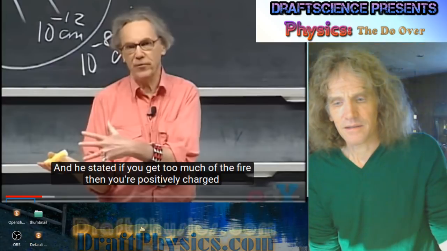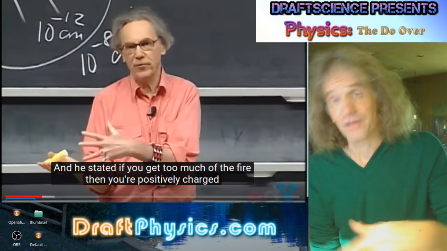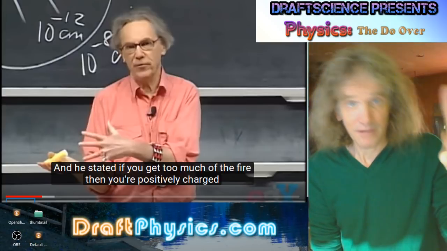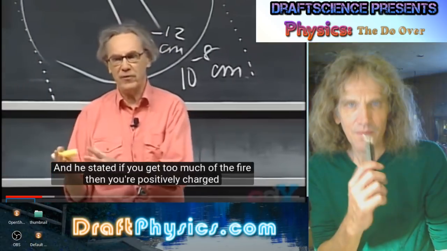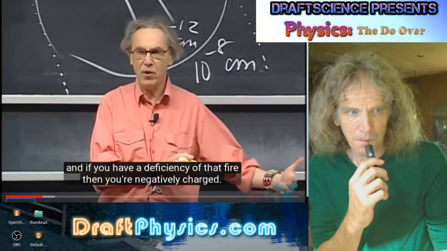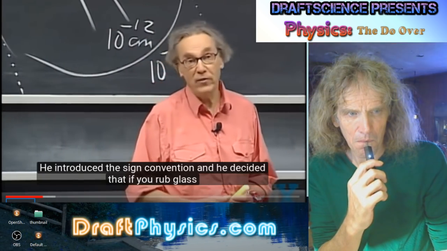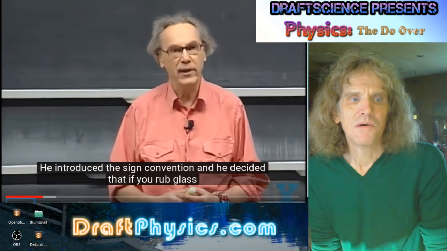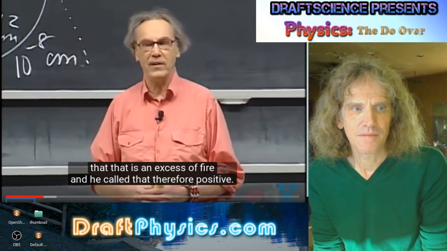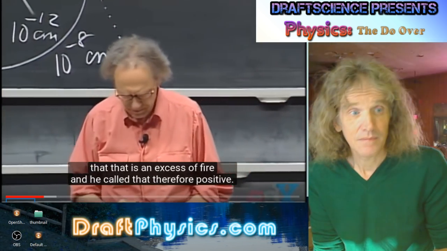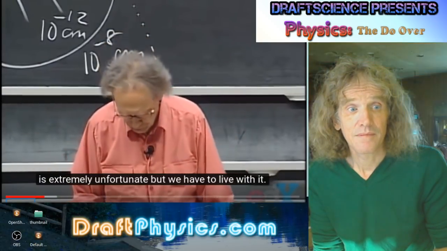He mislabeled which ones were high pressure and low pressure, which has now ruined the plus and minus signs. If you have an excess of the fire, then you're positively charged, and if you have a deficiency of that fire, then you're negatively charged. He introduced the sign convention, and he decided that if you rub glass, that is an excess of fire, and he called that therefore positive. You will see later in this course why this choice, where he had a 50% chance, is extremely unfortunate.